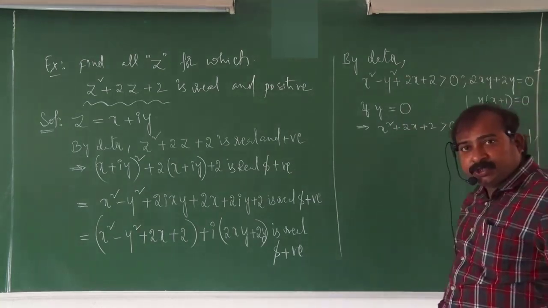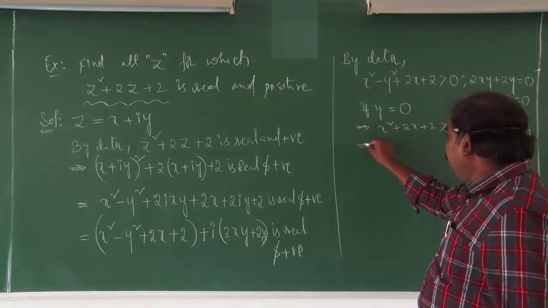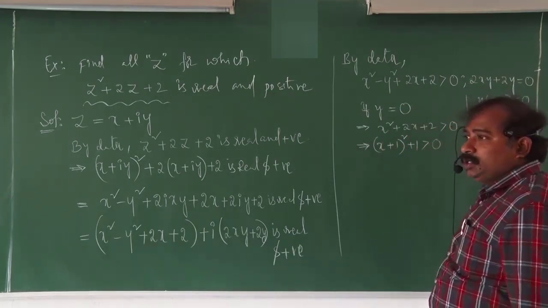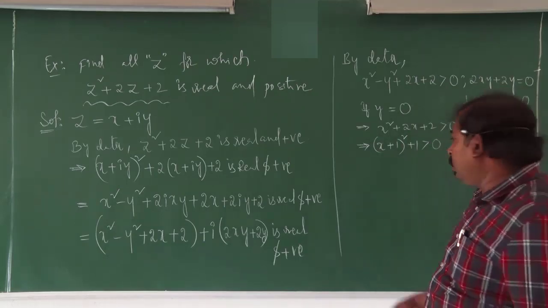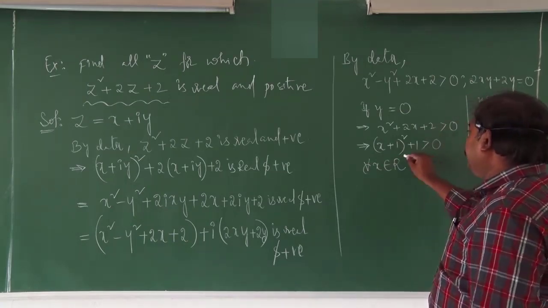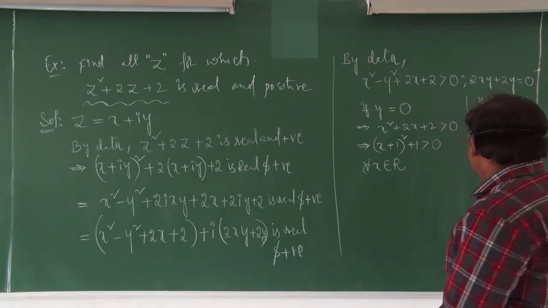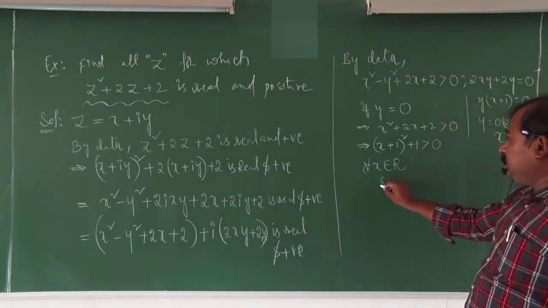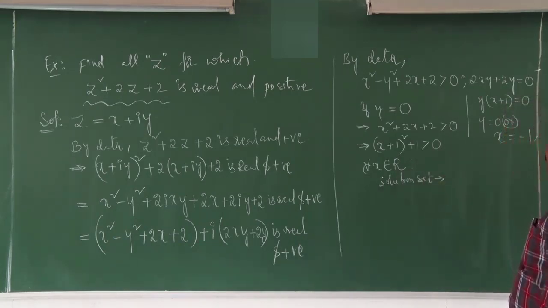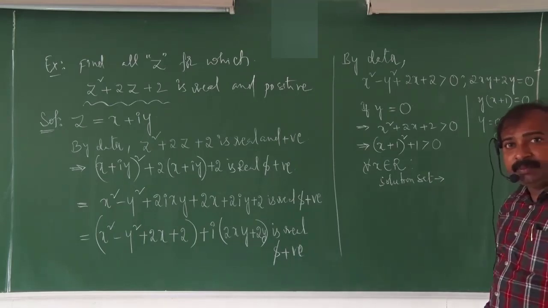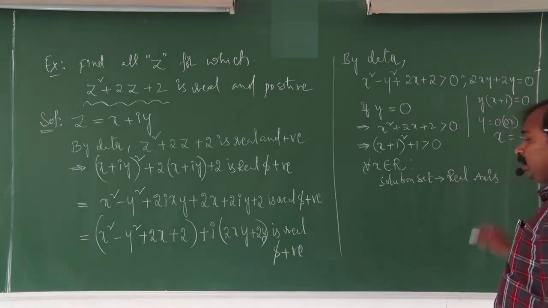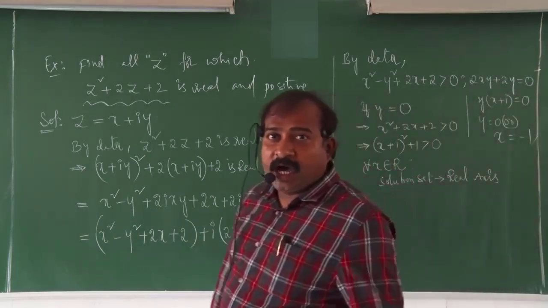So x square plus 2x plus 2 greater than 0 can be written as (x plus 1) whole square plus 1 greater than 0. For what value of x is it valid? For all x belonging to real numbers, the inequality is valid. Therefore the solution set is y equal to 0 and x belongs to real numbers, meaning the real axis.